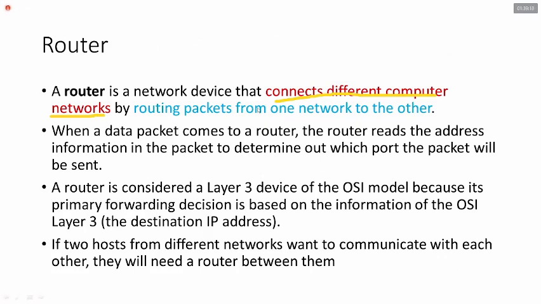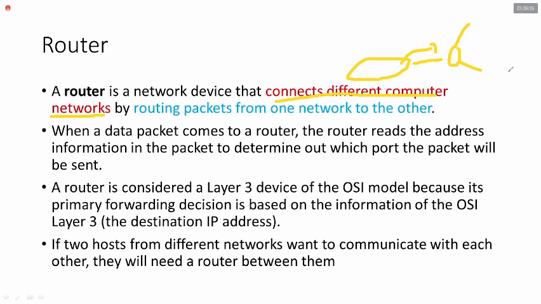A router is a network device that connects different computer networks by routing. Routing means what? Now remember the previous example, right? A packet came from this side and the router had to make a decision whether to send it to this side or this side, right? So looking at the final destination address, it identified where it has to go. So like that, routes, right? It sends the packets to different routes. So that is called routing packets from one network to the other.